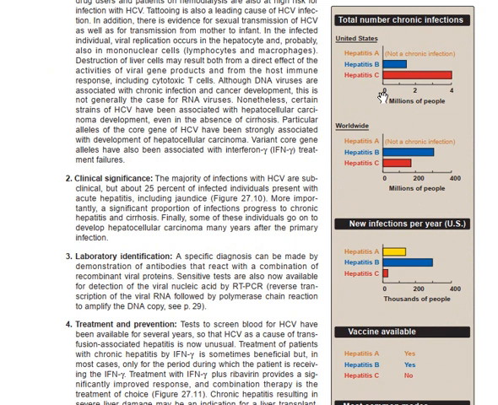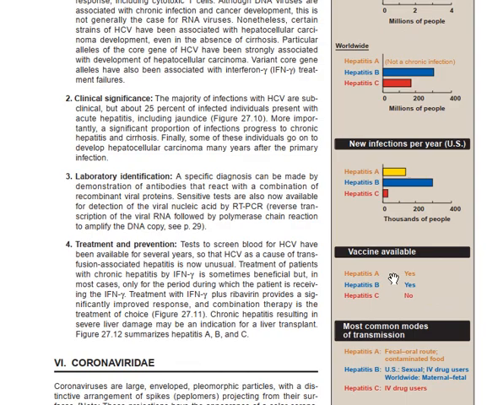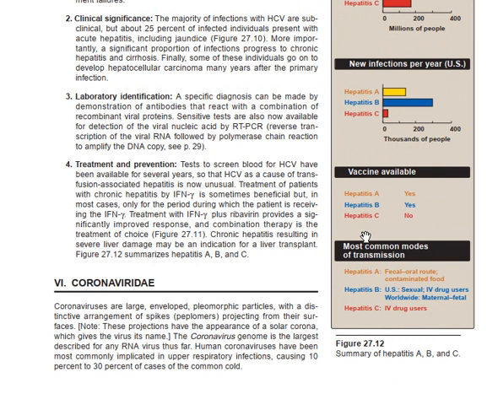Now, what's the total number of chronic infections in the United States in hepatitis B? There is no chronic infection of hepatitis A. You need to know that even worldwide, there is no chronic infection of hepatitis A. The chronic infection in the United States of hepatitis B is less compared to hepatitis C, which is more. Worldwide, hepatitis B is high compared to hepatitis C. Now, for new infections per year, hepatitis A has increased, and hepatitis B is also high, but hepatitis C is very low. There's a vaccine for hepatitis B, which is taken in infancy and childhood, and there's a vaccine for hepatitis A, which is taken at the age of 1 year and 10 years. And we also have the most common modes of transmission.